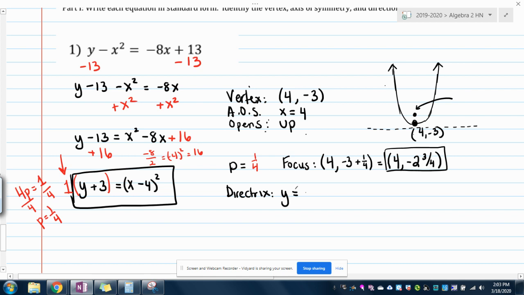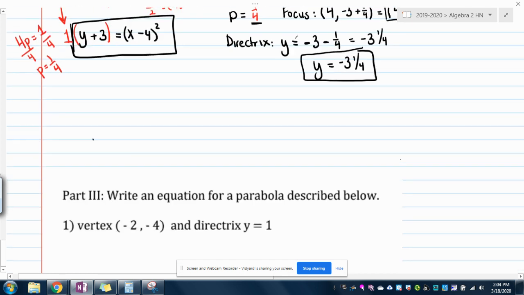And then my directrix is going to be the complete opposite. It's going to be -3 minus 1/4 because of my p-value, which is -3 1/4. So y equals -3 1/4. It always helps to make a little sketch, especially because it tells you where your directrix is and where your focus is.